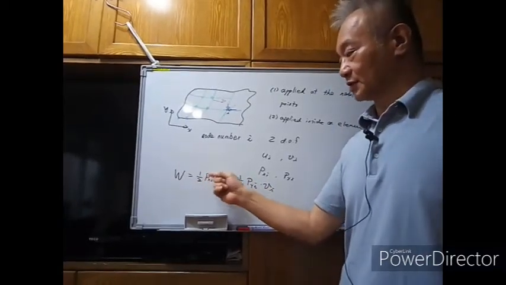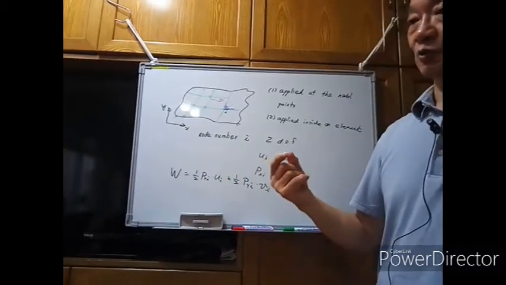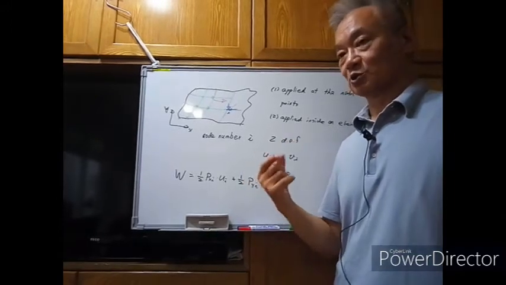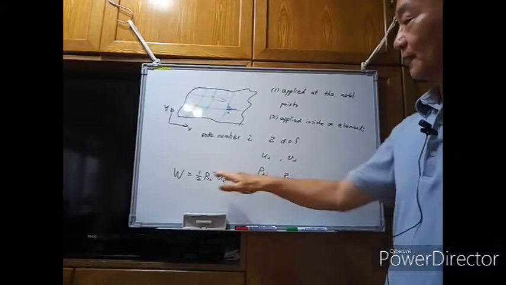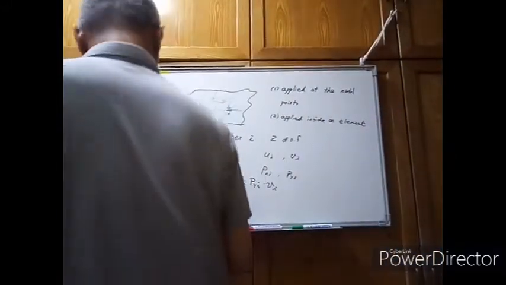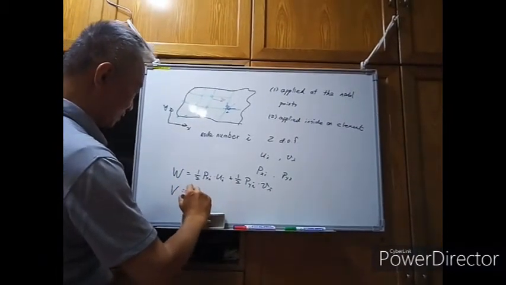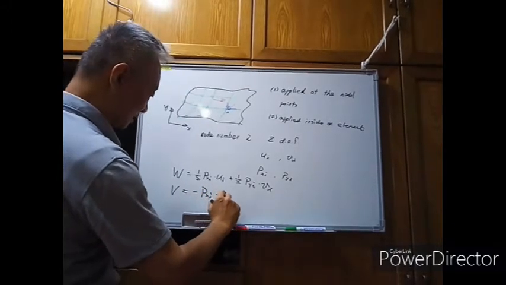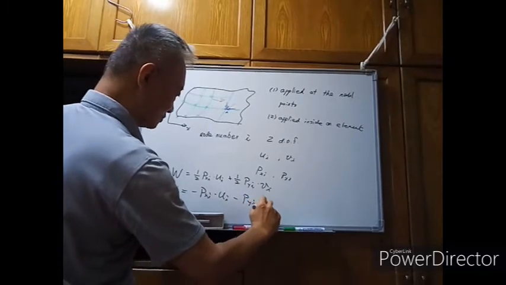You can always see these coefficients whenever we calculate the work done by the applied loadings, or when we calculate the strain energy inside the elements. Okay, so that's the work done by the external loads. And if we calculate the V, it will be the negative pxi times ui minus pyi times vi.